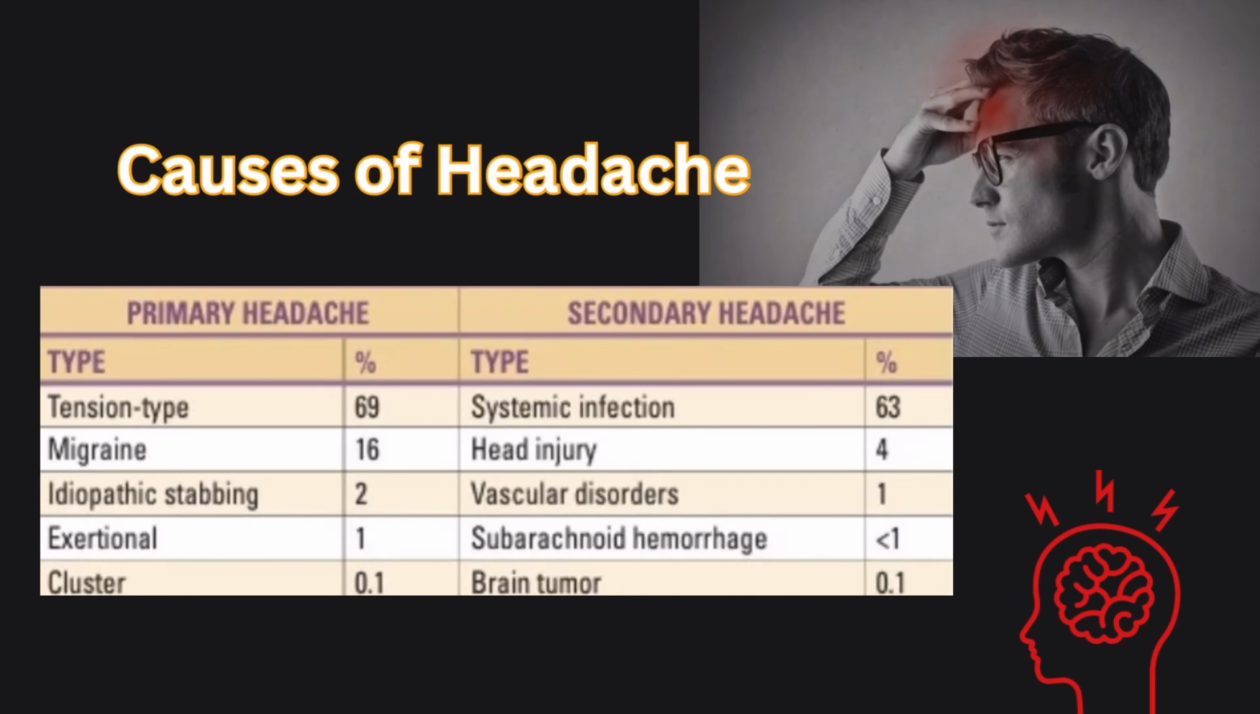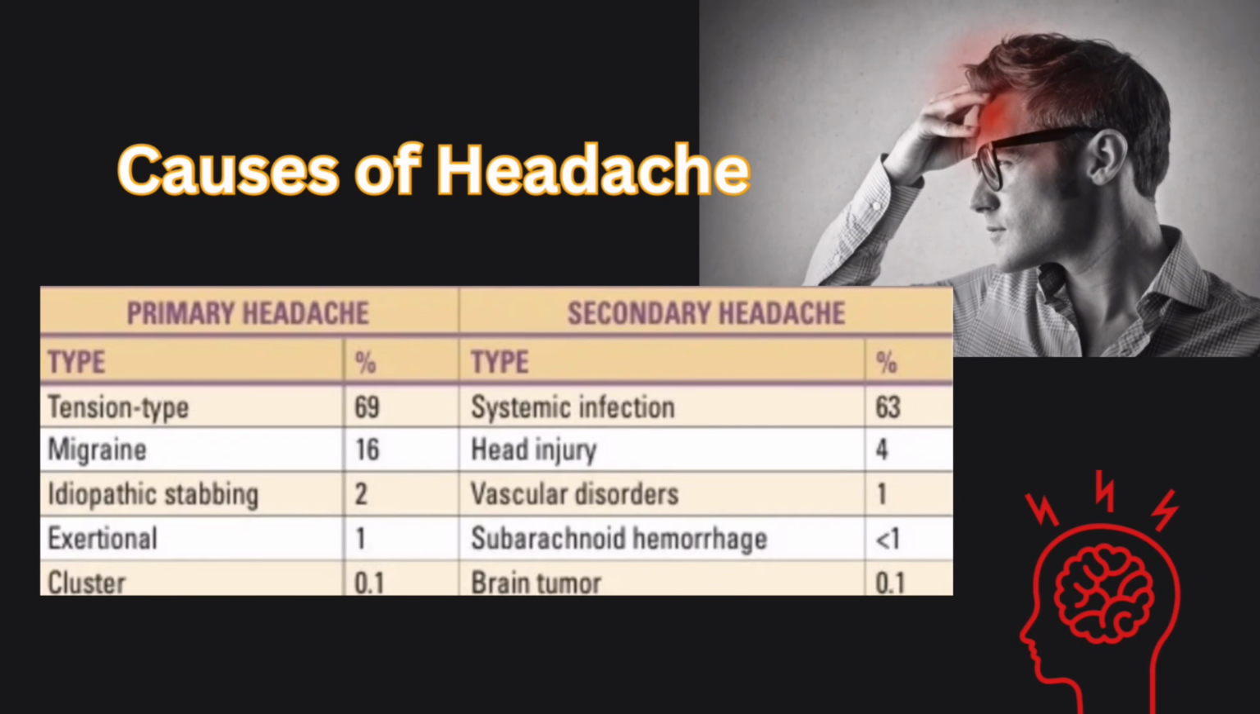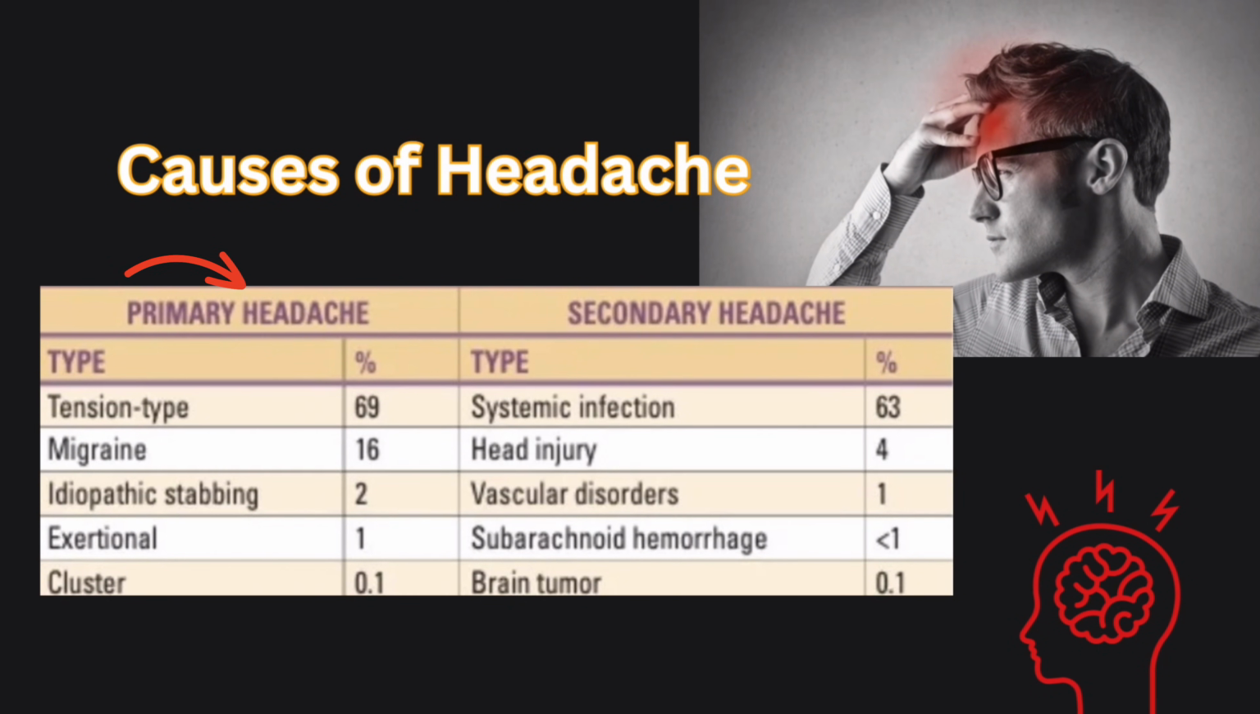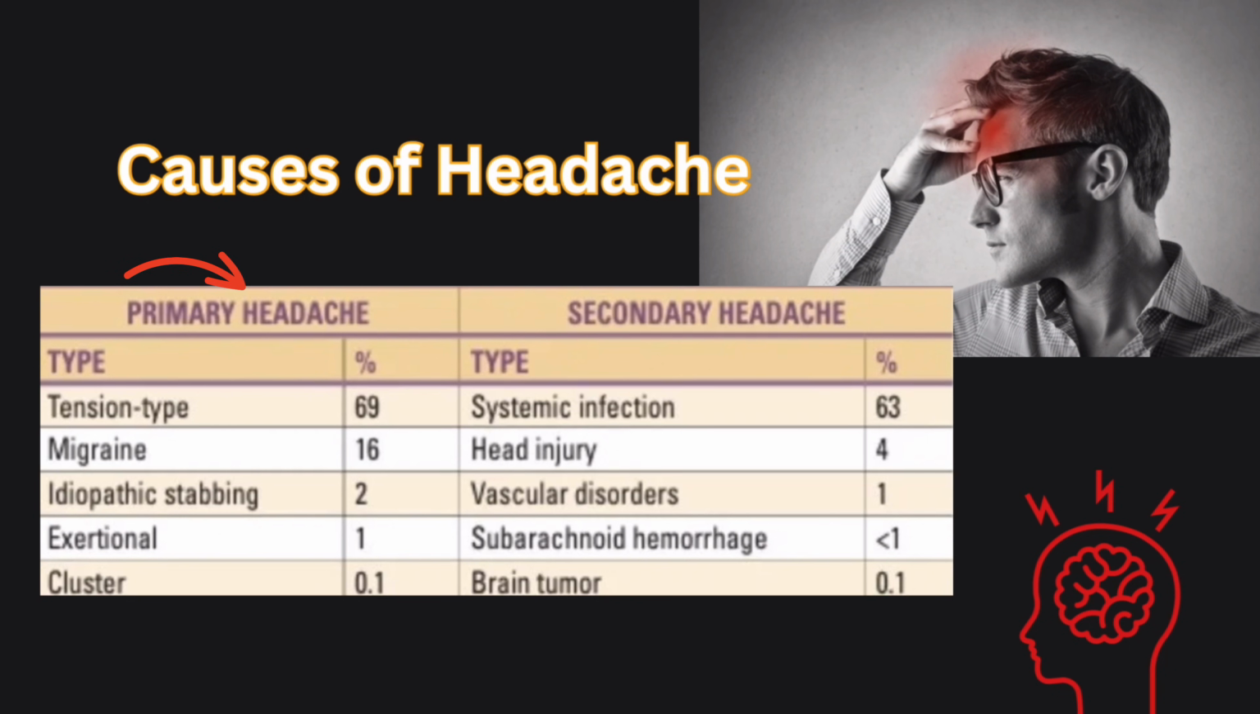Causes of the headache can be divided into two groups. First group is primary headaches, where there is no identifiable underlying cause. These are migraine, tension headache, cluster headache. Other group of headaches are secondary headaches. Secondary headache means there is some underlying cause which has led to the headaches, like systemic infections, any head injury, vascular disorders, intracranial hemorrhages, brain tumor, sinus venous thrombosis. So these are the causes of secondary headaches.